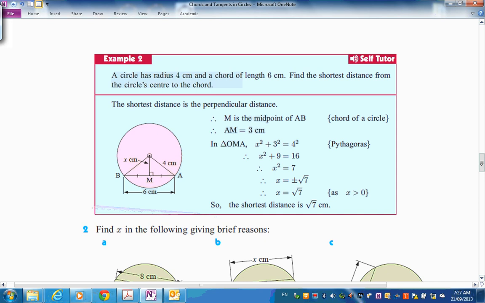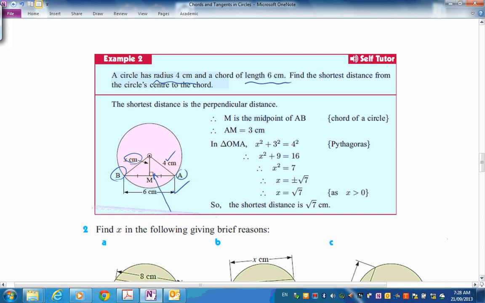So here's one here. A circle has a radius 4 centimetres and a chord of length 6. Find the shortest distance from the circle's centre to the chord. Okay, well, let's draw it in. There's a radius of 4, chord of length 6 here between A and B, so it is a chord, and the x is the shortest distance from the circle centre to the chord. What that means is the shortest distance means the perpendicular distance, so don't forget to put that on your diagram. It's coming straight down, if you like, to the chord, perpendicular to the chord.